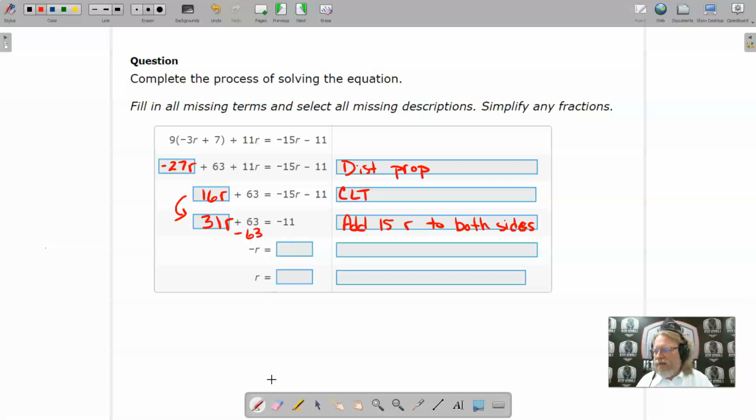And I just paused because I'm like, something's not working out right. Let's back up. Remember, I messed up. This is a negative 16R. So I messed that up. If you're thinking, hey, Mr. T, that's supposed to be a negative, you would be correct.